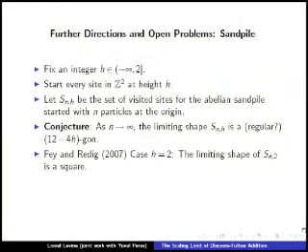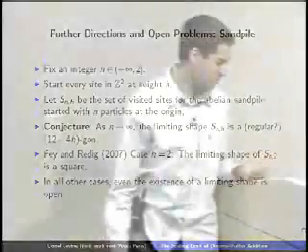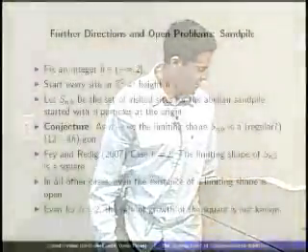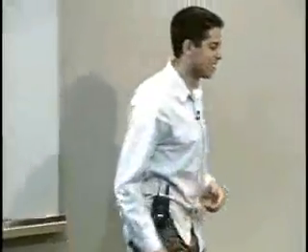The only thing that's known about this conjecture is the case when h is equal to 2. A recent result of Fay and Rettig is that the limiting shape is a square. In all the other cases, even the existence of a limiting shape is not known. And even for h equals 2, you can ask how fast the square grows as a function of n, the number of particles? That's also open.